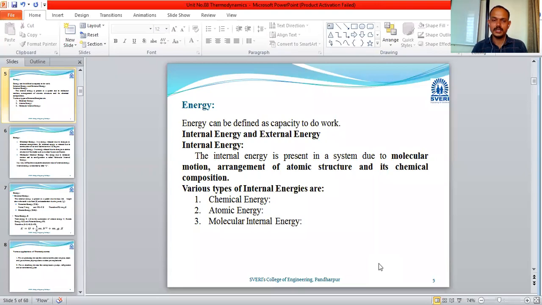Okay, internal energy and the external energy. Now, internal energy. The internal energy is present in a system due to molecular motion, arrangement of atomic structure, and its chemical composition. Okay, so due to these three phenomena, these are the types of internal energies. For example, first one is the chemical energy. Chemical energy, have you seen IC engine? Internal combustion engine, it's called IC engine.